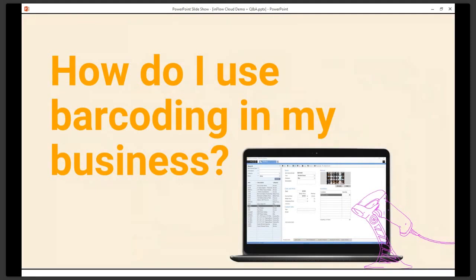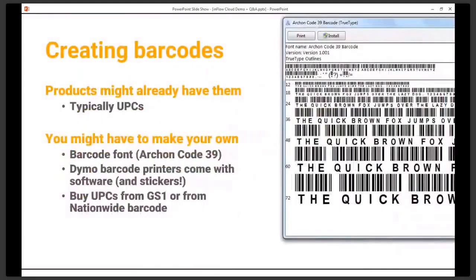Okay, barcoding. So a lot of people ask us about barcoding with inFlow. inFlow itself doesn't create barcodes. If you already have products that have barcodes on them, you can likely use those with inFlow. And in that case, you're just going to have to tell inFlow which barcode matches each product. Once it knows that, you'll be able to just go ahead and scan onto various records in inFlow.